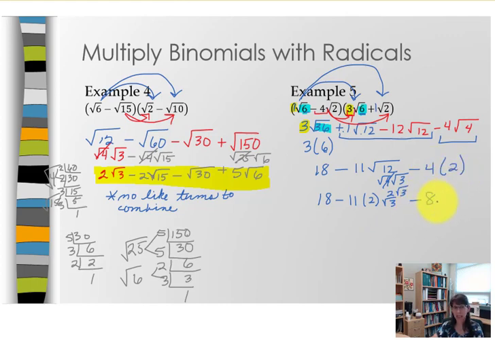So we're subtracting 8 at the end. So 18 minus 8, those are like terms. That makes 10. But in the middle, we could go ahead and simplify even a little bit more. Negative 11 times 2, that's negative 22 square roots of 3.